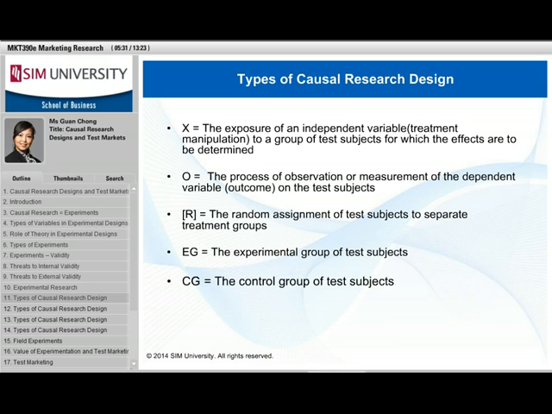X represents the exposure of an independent variable, treatment manipulation, to a group of test subjects to which the effects are to be determined. O represents the process of observation or measurement of the dependent variable outcome on the test subjects. R represents the random assignment of test subjects to different treatment groups. EG represents the experimental group of test subjects, and CG represents the control group of test subjects. An arrow represents a movement through time, normally displayed as left-to-right movement.